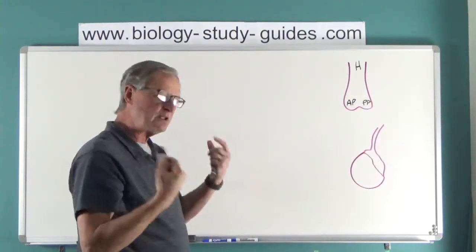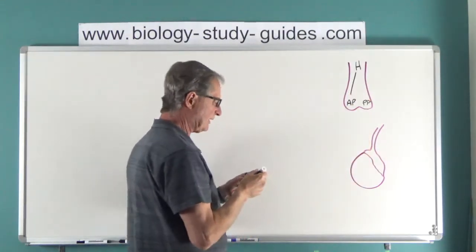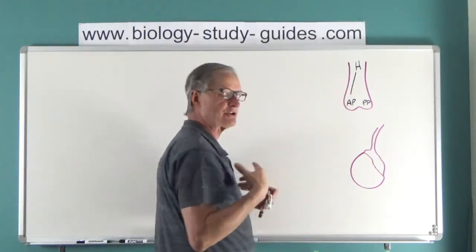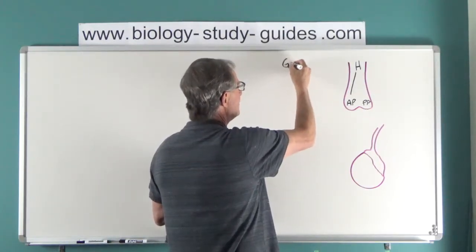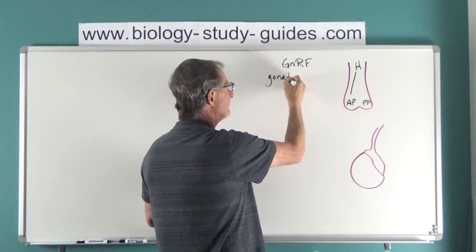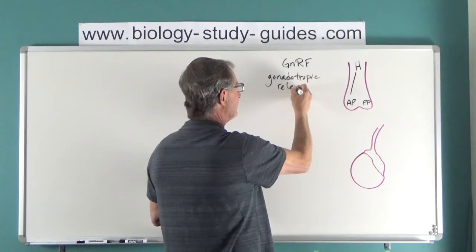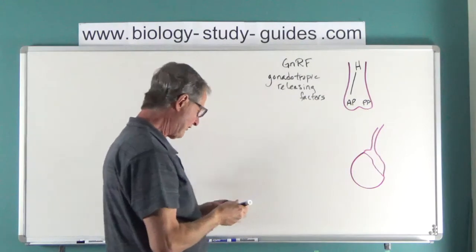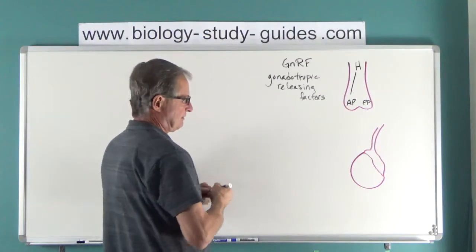And the relationship between these two, you should remember that there's a blood vessel that links the anterior pituitary with the hypothalamus. Now, what happens is that the hypothalamus produces and releases chemicals. They're called releasing factors, and the abbreviation for them is GNRF, which stands for gonadotropic releasing factors. Oftentimes they're just called gonadotropic releasing hormones because they are hormones in particular.